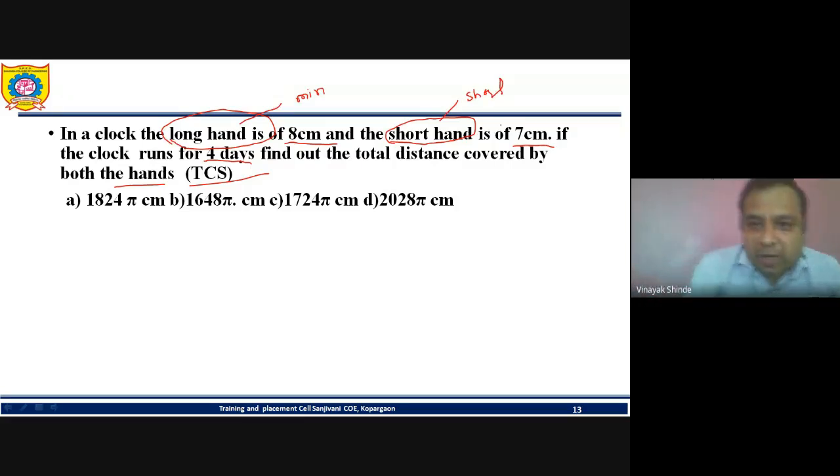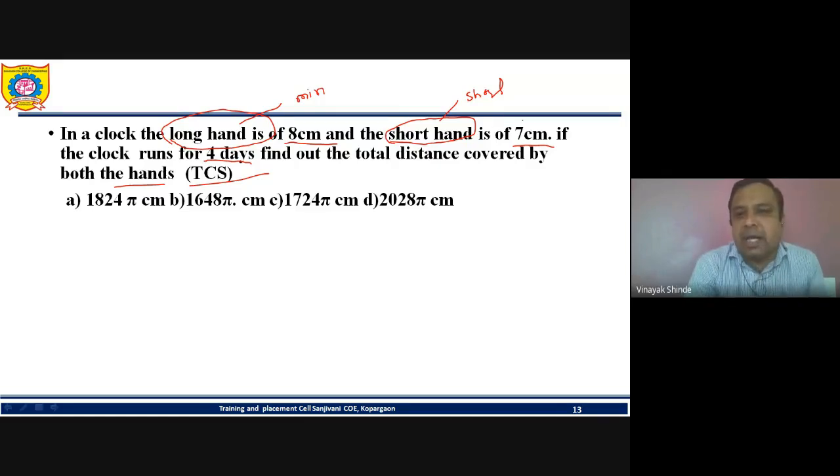Now you need to calculate how much is the distance traveled by the hour hand in 4 days. And also you need to calculate how much is the distance traveled by the minute hand in 4 days. Right? So if you calculate the distance traveled by the minute hand and hour hand in 4 days, you need to add those numbers and you'll get the correct answer.